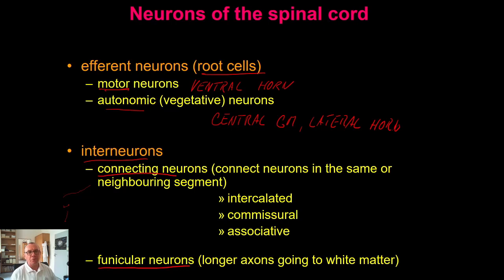Funicular neurons belong to Golgi type 1. They have longer axons which leave the gray matter, go to white matter, and can go either cranially or caudally and connect more distant segments, or they can connect the segment of a spinal cord with some part of a brain. So they represent the typical neurons of the spinal tracts.